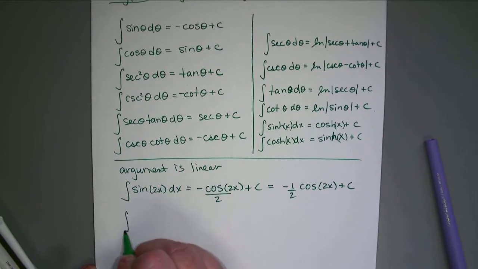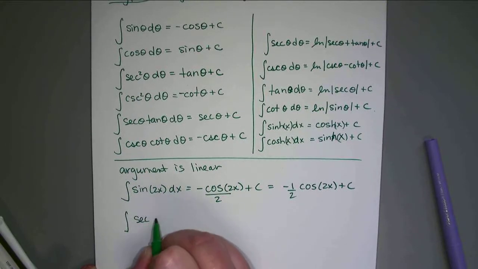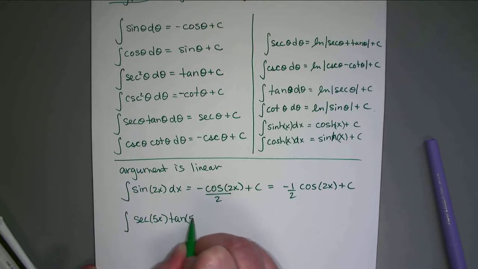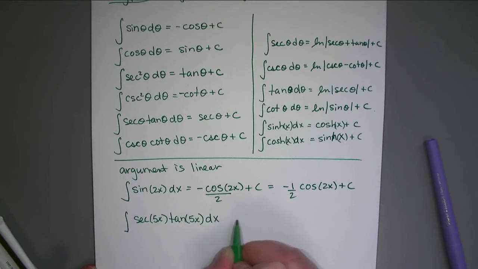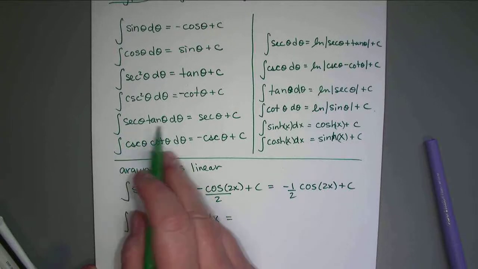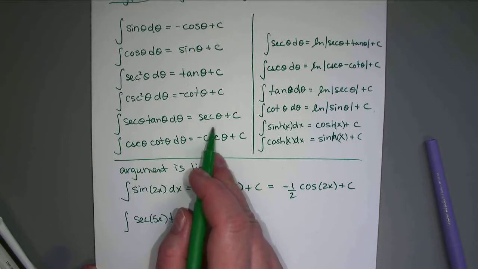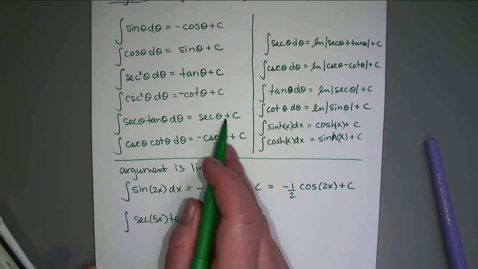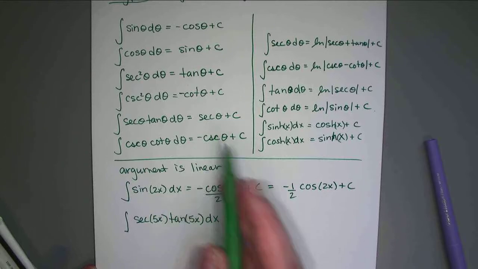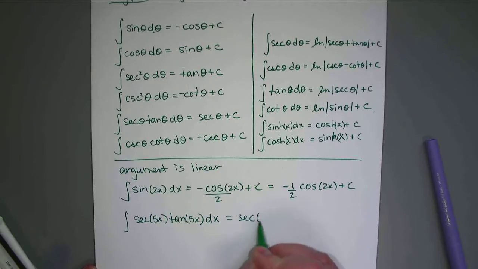So, for example, if we had secant 5x tan 5x, this whole thing is one integral. So then our answer is still the same. It's secant of 5x, and we divide by the derivative of 5x, which is 5.